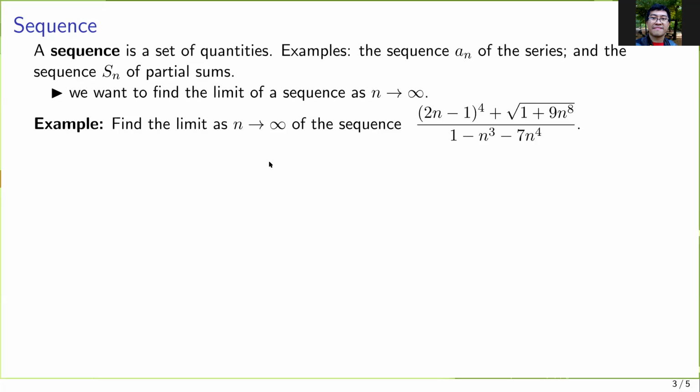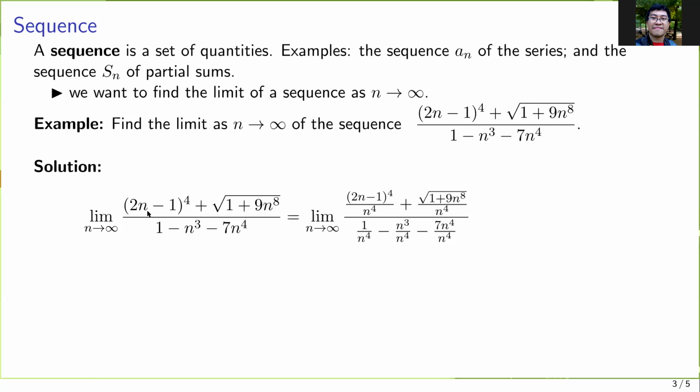For example, find the limit as n approaches infinity of the sequence with terms of this form: 2n minus 1 to the power of 4 plus square root of 1 plus 9n to the power of 8, divided by 1 minus n cubed minus 7n to the power of 4. So to take the limit as n approaches infinity, we can simply rewrite this expression so that when we substitute infinity, we will be able to cancel terms until we are left with a number.